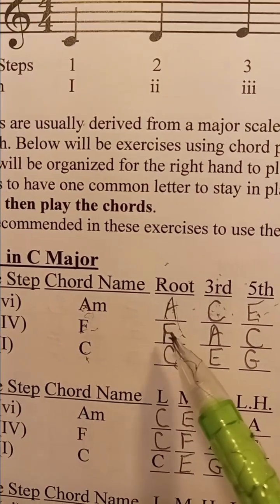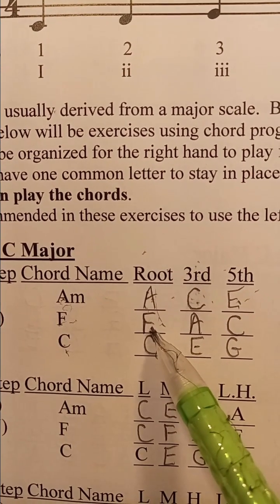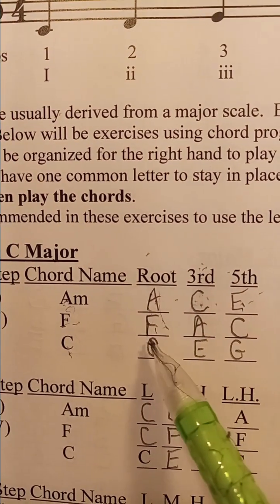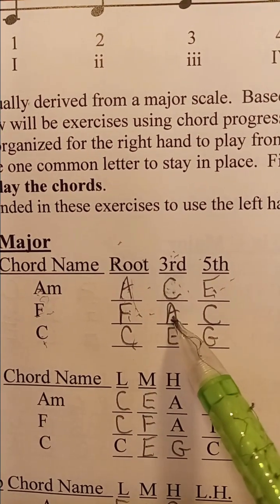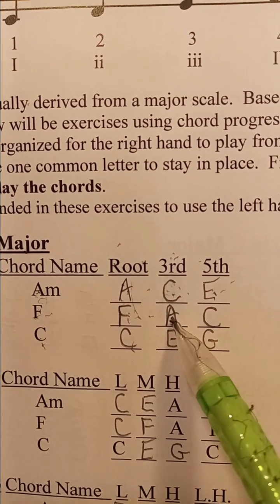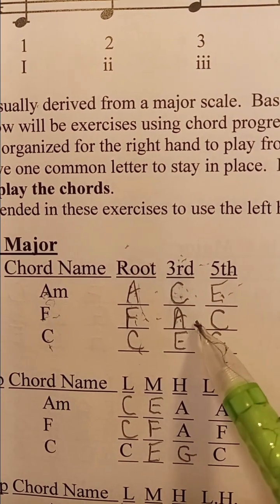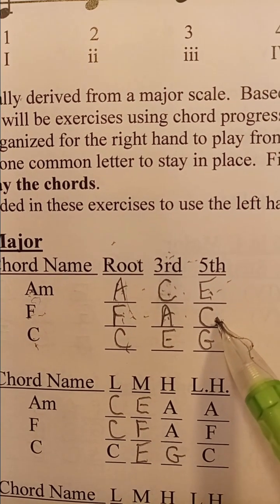F major, that starts with the root as F. Root being the 1 would be 1, 2, 3 would be the same as F, G, and A for the third. 3, 4, and 5 would be the same as A, B, and C, which C would be filled out.